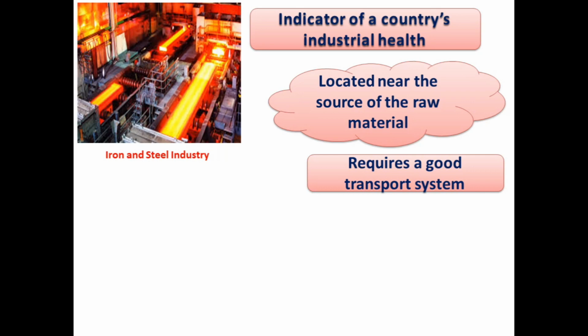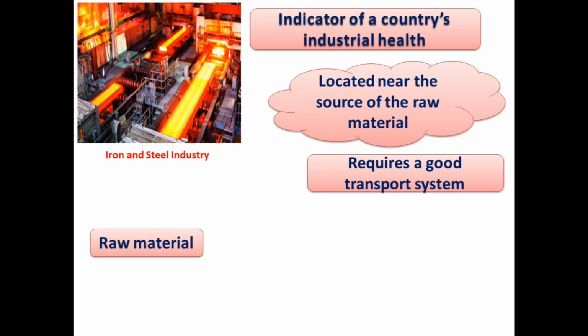And it requires a good transport system. Why, children, do these industries require a good transport system? Because these industries use large quantities of raw material. With the help of the transport system only, we can bring that raw material to the industry. Like that, the finished product they want to take to the market. For that purpose also, they need a transport system. That is why these industries require a good transport system.